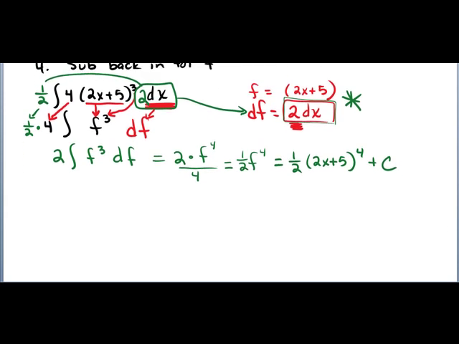Let's try another example. The integral of 9z times the square root of 3z squared minus 7 dz. Now the reason we would look at this and know that we have to do substitution is that we have two variables, a z here and a z here, and there's no way to clean that up by multiplying in by the 9z.